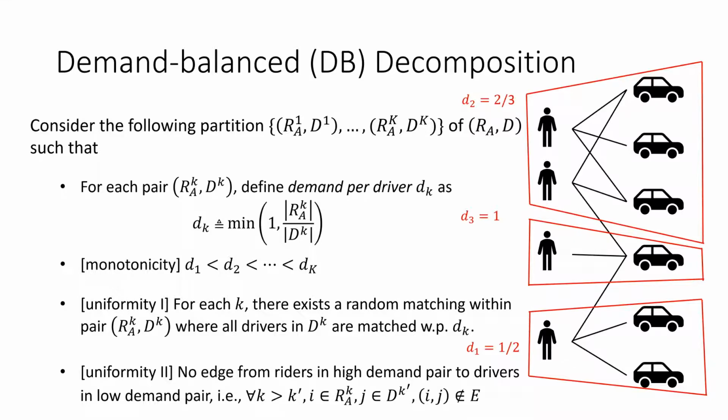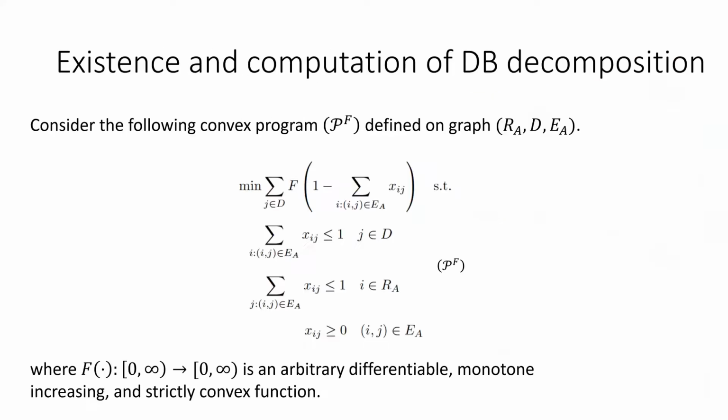Once we have this understanding of the definition of DB decomposition, one of the follow-up questions is, how could we show its existence? It turns out that we can show its existence as well as how to efficiently compute it by introducing the following convex program. We will have the constraint corresponding to the matching constraint, and the objective function will include the function f, which could be an arbitrary differentiable, monotone increasing, and strictly convex function.